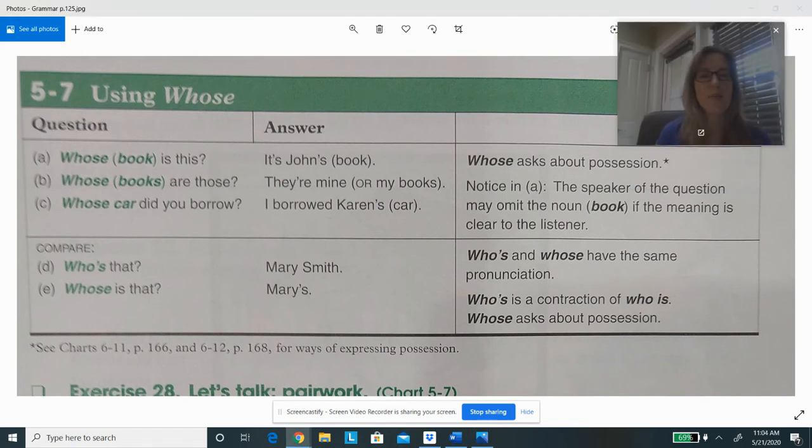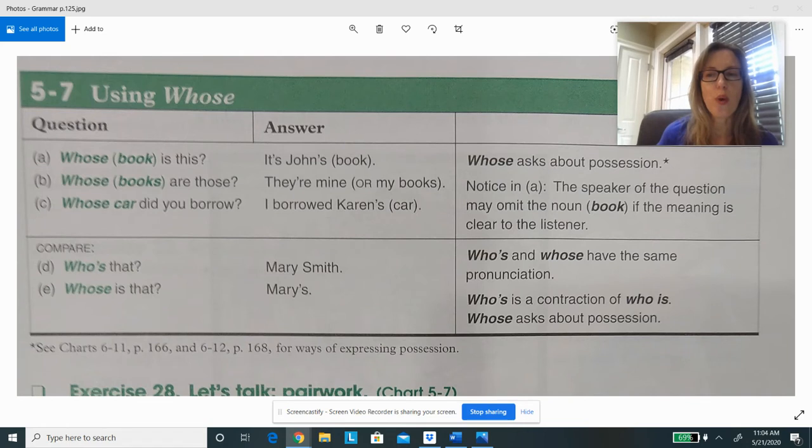We are in the grammar book, page 125. We are continuing to discuss information questions, and this is about information questions that begin with the word whose. Now this word whose is a word that is used to show possession or ownership, and it is usually followed by a noun. So, for example, whose book is this?